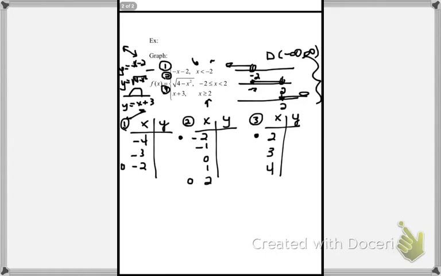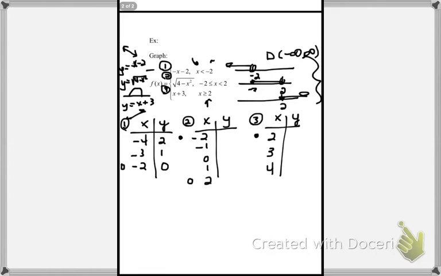You can use your calculator and pull up your table of values the same way. So let's start with the first one. We plug in a negative 4, we get 2. We plug in a negative 3, we get 1. We plug in a negative 2, we get 0. Notice the slope is going down, and we have a negative 1 slope.